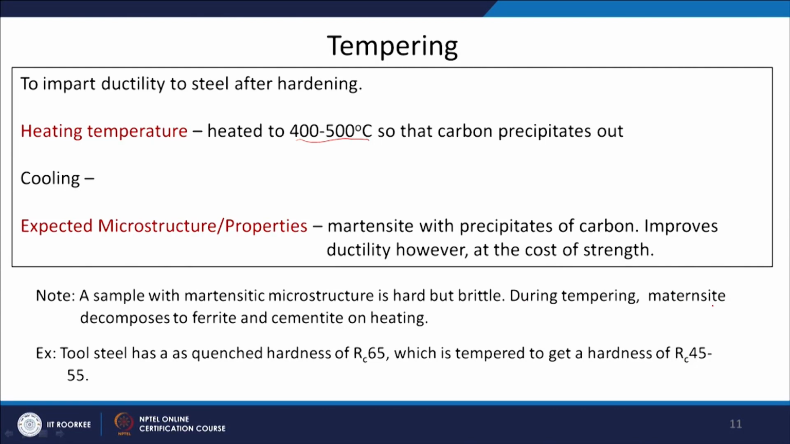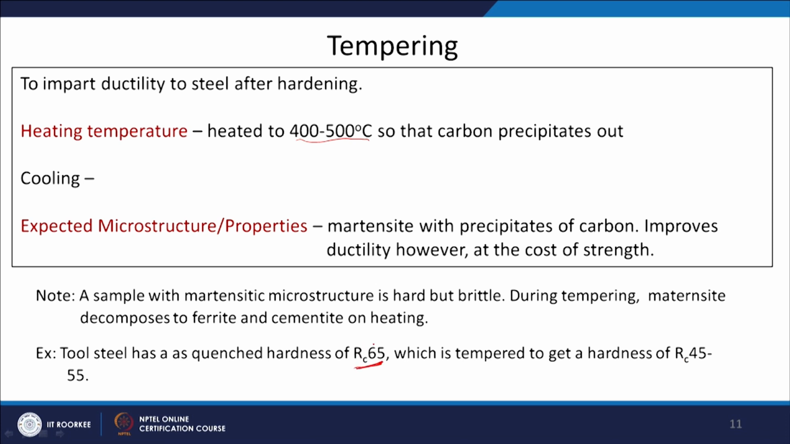Some notes are there: a sample with martensitic microstructure is hard but brittle. During tempering, martensite decomposes to ferrite and cementite on heating. Tool steel has quenched hardness of around 65. So this we will see.